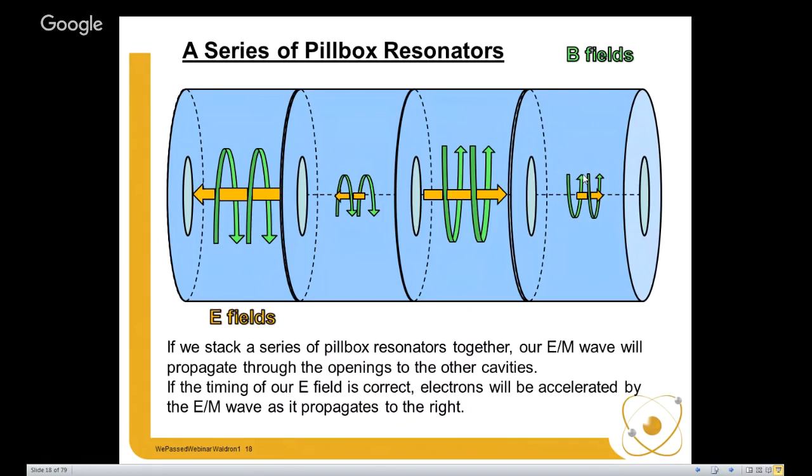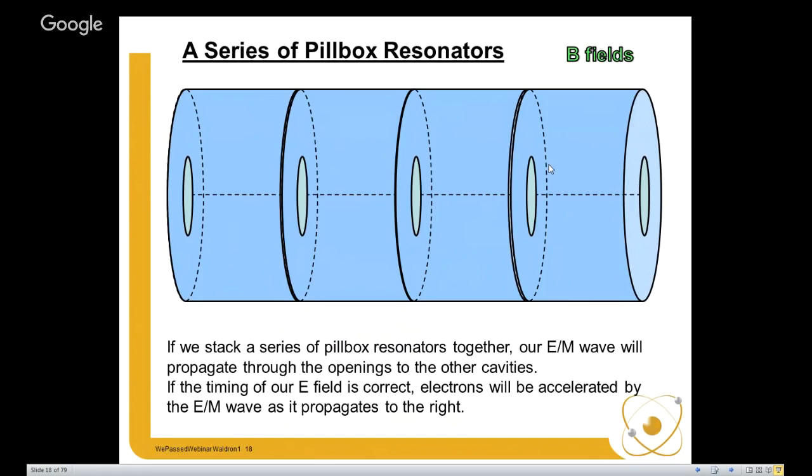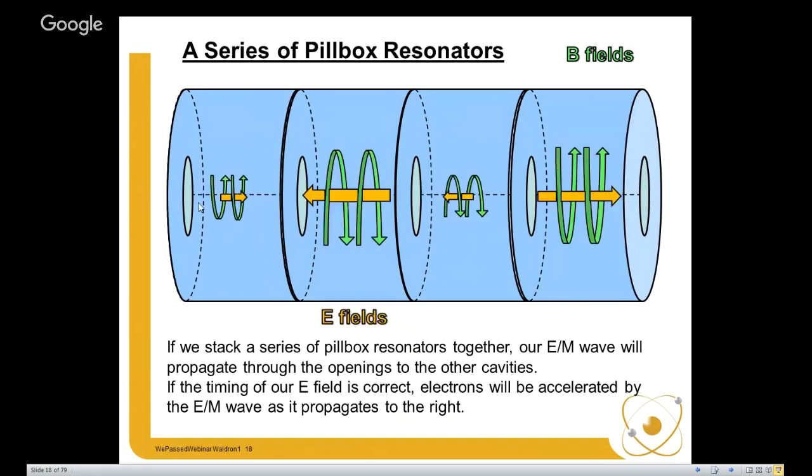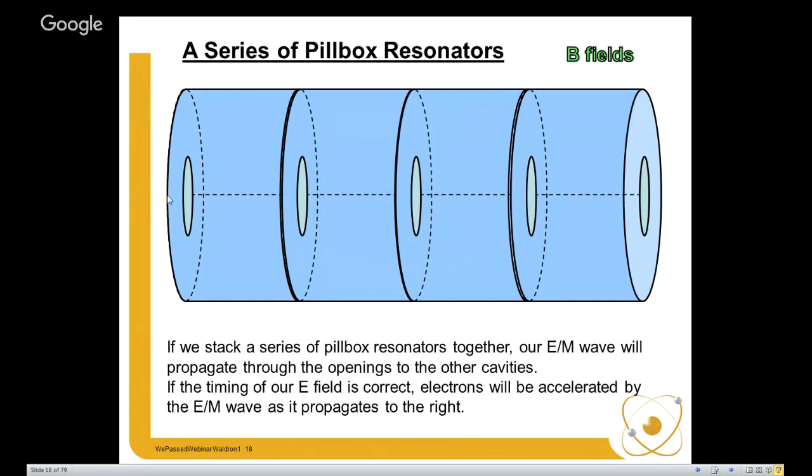And I have an animation that doesn't quite work the way I always like here, but you can see the fields are pointing left and right and sort of propagating from left to right. Do that one more time. So if an electron is inserted at the right time in this cavity, it will be accelerated to the right, drift, accelerated to the right, drift, and so on and so forth. Well, now we've got a linear accelerator. In fact, we have what we call a traveling wave, a linear accelerating structure.